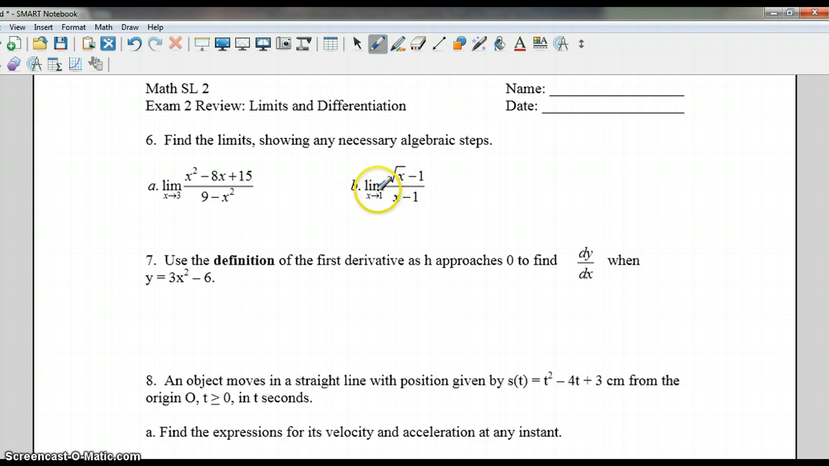Same goes for 6b. Use the definition of the first derivative as h approaches 0. That means you do want to use that h approaches 0. Set up your limit.